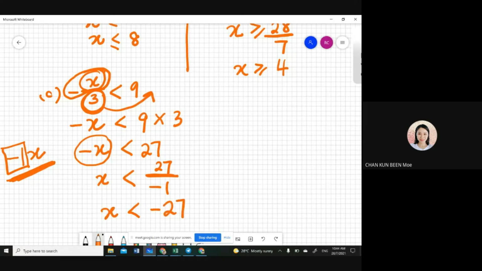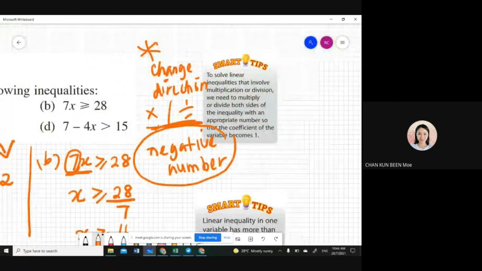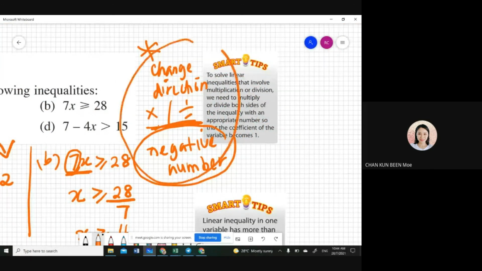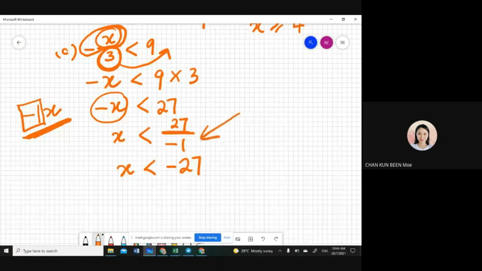Okay? Sorry, I forgot to do one thing here. Just now, I've told you already, right? We need to change the direction when we multiply or divide by a negative number. So here we divide by a negative number, right? As long as we divide by a negative number, we need to change the sign. It becomes greater. Why is it so?